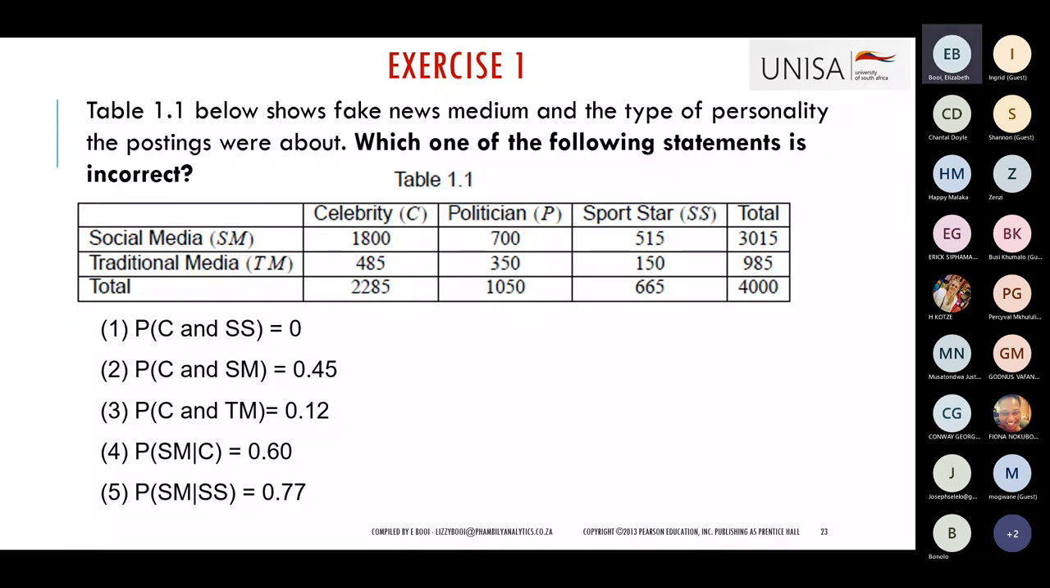When you get a contingency table and you get whole numbers like this, then know that these are events. Events, whole numbers.